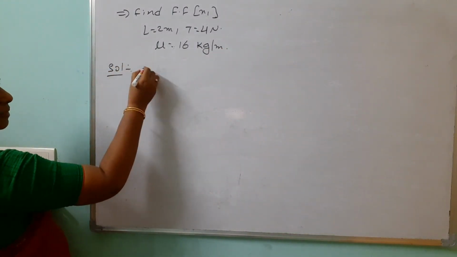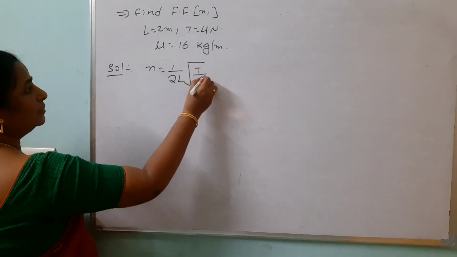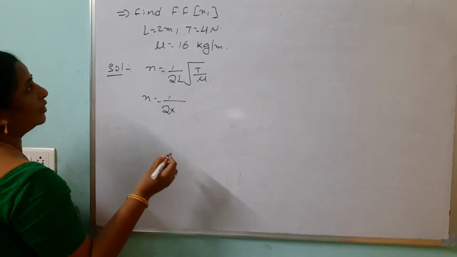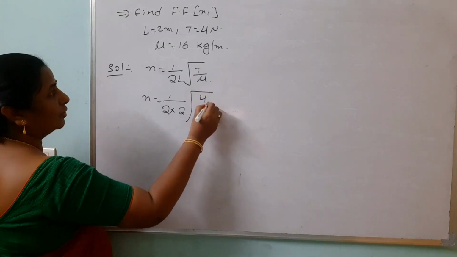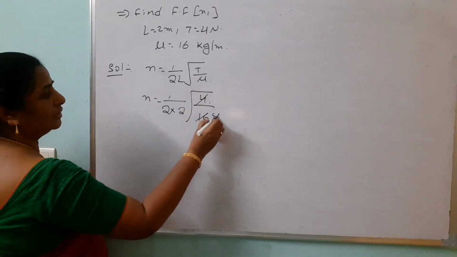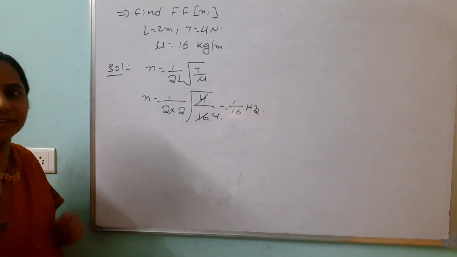Just now you know the formula, N equals 1 by 2L into under root T by mu. So 1 by 2 into L, which is 2, under root tension, which is 4, by 16, which is the linear density. Under root gives 4. Your answer is 1 by 16 hertz. Like that we can find out.